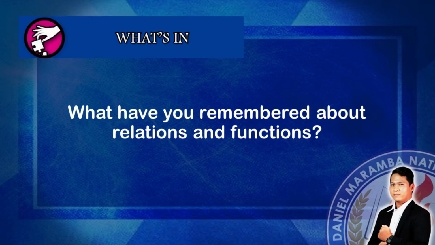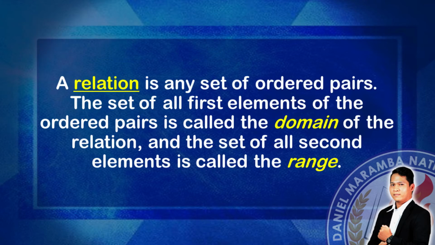What have you remembered about relations and functions? Alam ko na napag-aralan na ninyo ito nung kayo'y nasa junior high school. Kaya ano ang mga maaalala ninyo patungkol sa relations and functions? Okay, ating balikan. A relation is any set of ordered pairs. The set of all first elements of the ordered pairs is called, correct, the domain of the relation, and the set of all second elements is called, correct, the range.